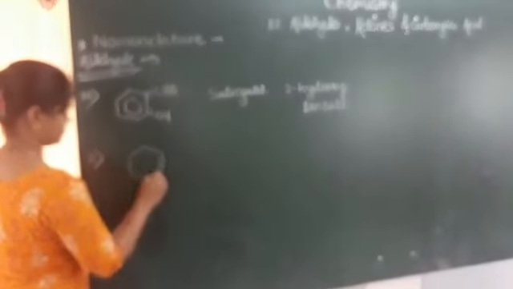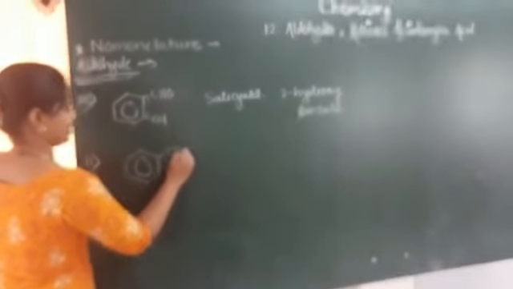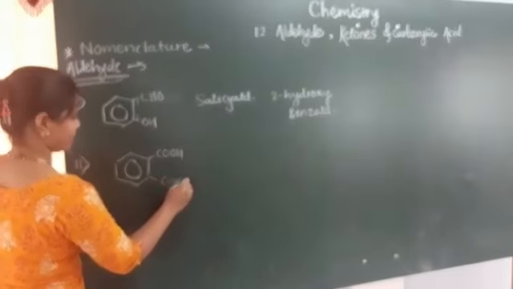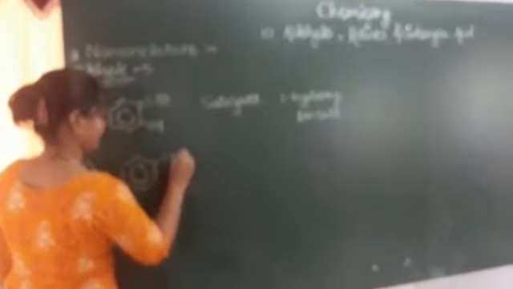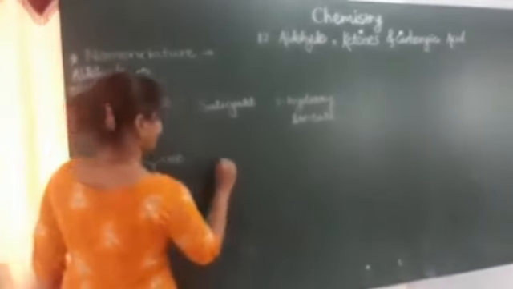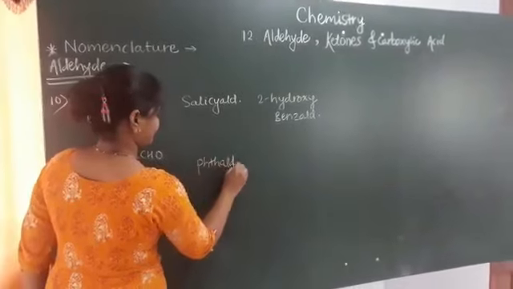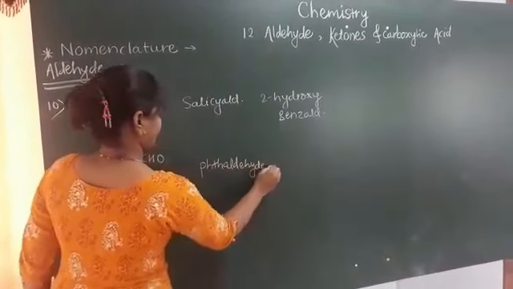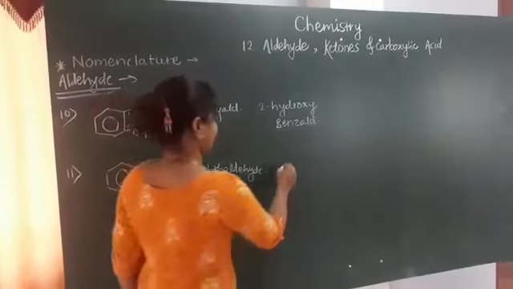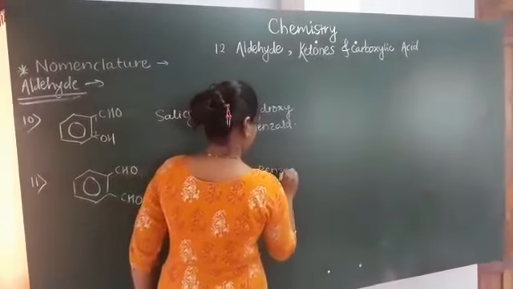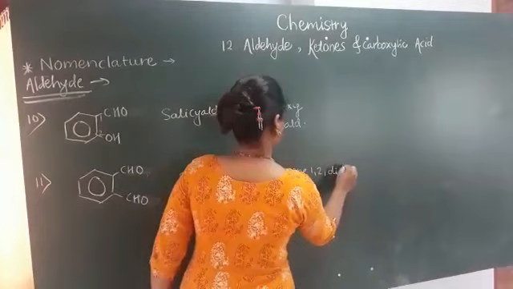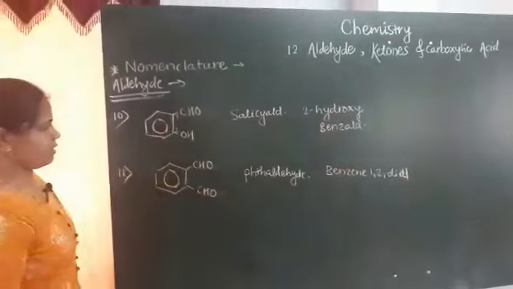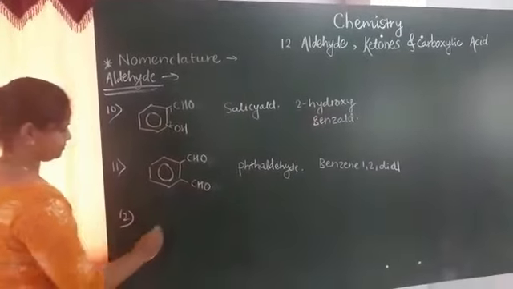Okay, next one, COOH and COOH. Its name was phthalic acid, and this COOH group is replaced by the functional group aldehyde, and the name is phthalaldehyde, and the IUPAC name is benzene-1,2-dial. Okay, next one.